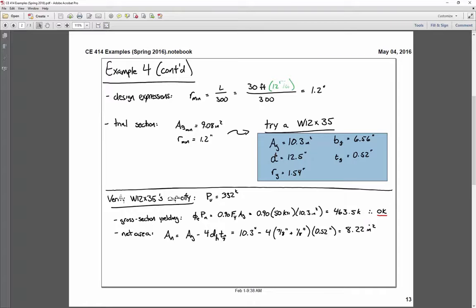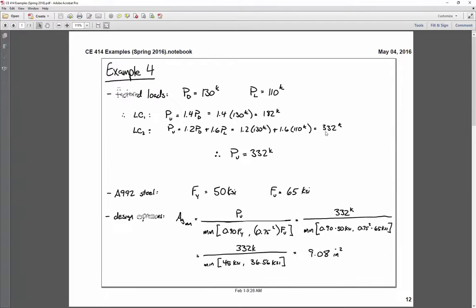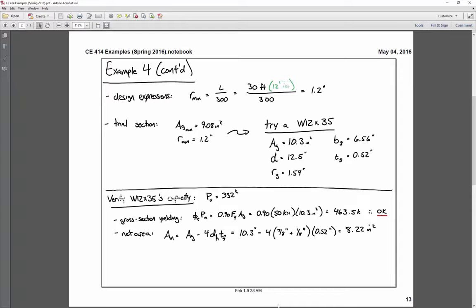So keep in mind, however, that we've got a section that we can start working with, but this is a trial section. It's a trial section because we have to validate the assumptions that we made earlier. Going back a slide, when we use this design expression here, we are assuming a shear lag factor and assuming a thickness in a roundabout way. So we have to verify those assumptions, and that's basically by checking the capacity. So verifying the capacity of the W12 by 35, the key number to keep in your head is this one, that the factored load is 332 kips.